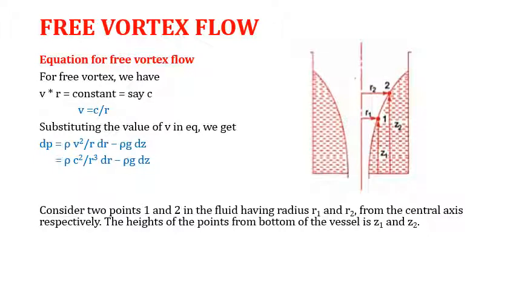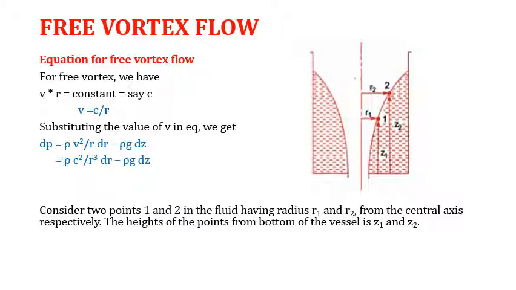Now let's see the equation for free vortex flow. As we know, for free vortex flow, V into R is constant. So let's say that V into R is equal to C. So V is C over R. Now we have to again substitute the value of V in the equation of the change in pressure, which we have computed earlier, that dP is equal to rho V square over R dr minus rho g dz. Now replace V by C over R. As C is constant, we are able to take it outside of the integral. So dP is equal to rho C square over R cube dr minus rho g dz.